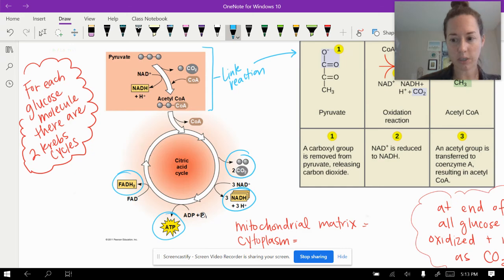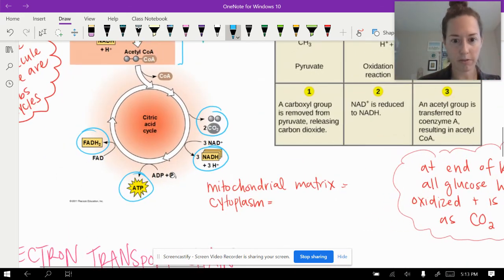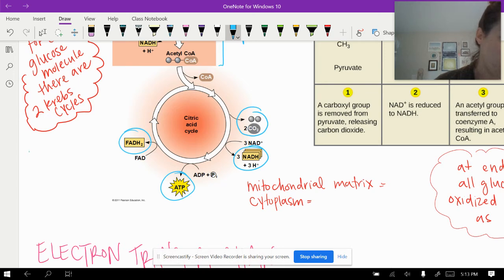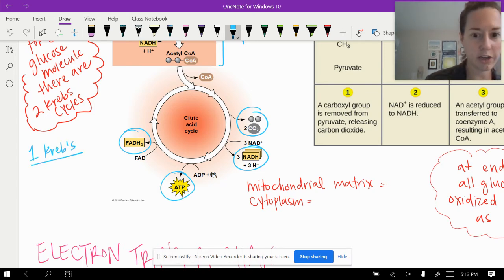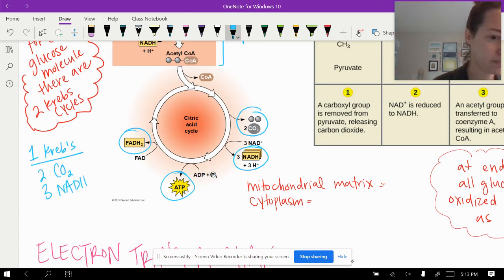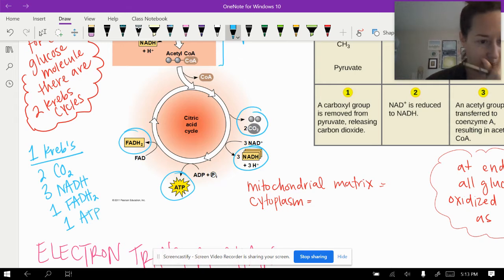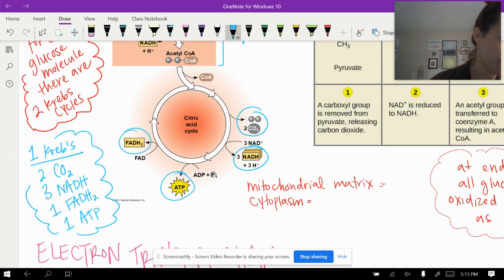So, do I have a place to write my products? No, but I'm not going to write them. So, one Krebs cycle is going to yield for you two CO2, three NADH, one FADH2, and one ATP.